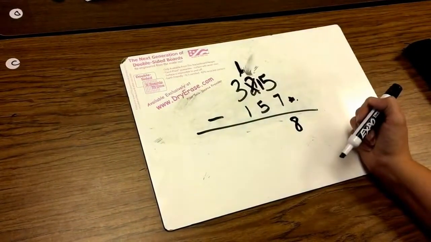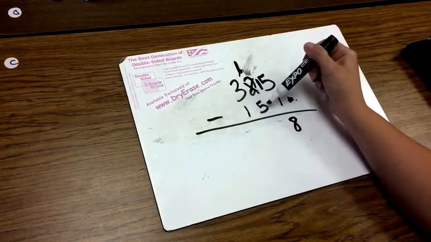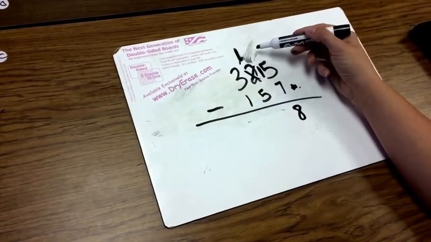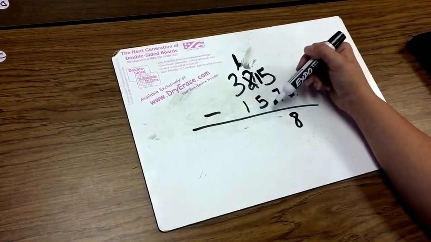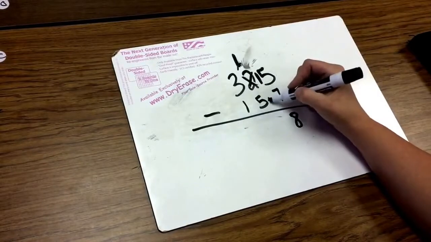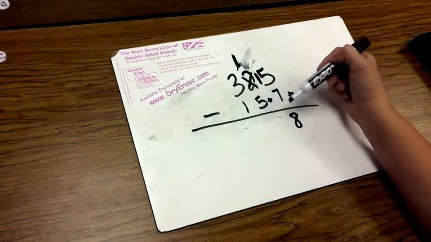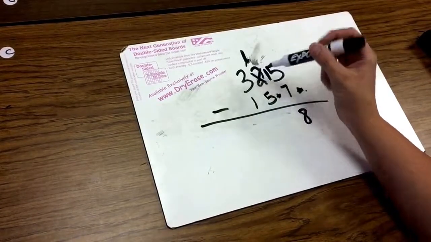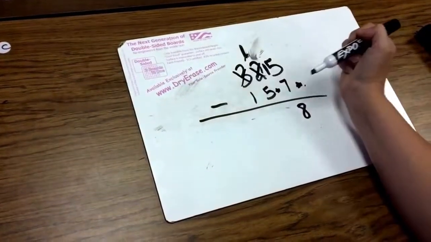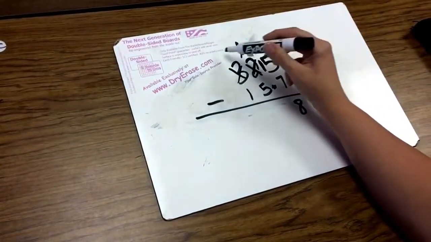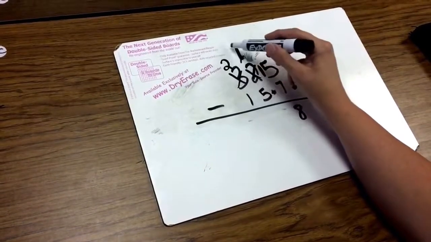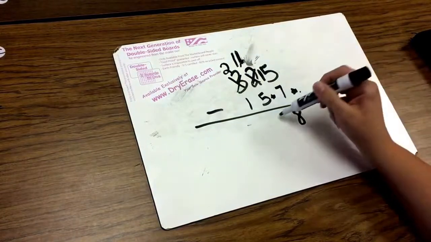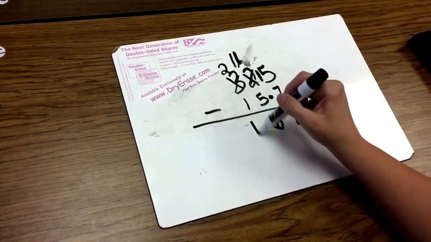Then we go to the tens place. 1 minus 5. Can I take 5 away from 1? If I have 1 banana, can I take away 5 bananas? No. 5 is the bigger number, so I still can't subtract. So I'm going to have to borrow again. This time I'm going to go to the hundreds place. I always borrow 1 group. Take away from the 3, that becomes a 2. Give it over here, that becomes an 11. 11 minus 5 is 6, and 2 minus 1 is 1.